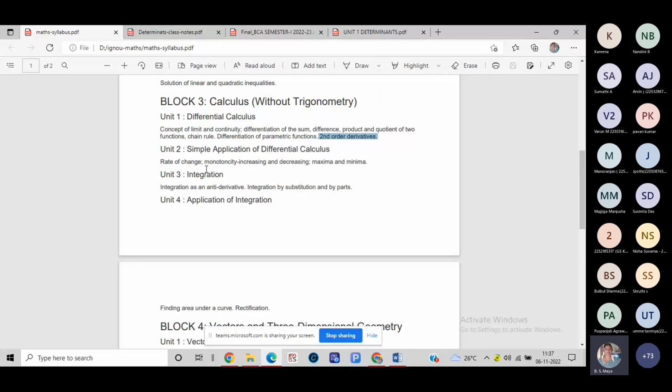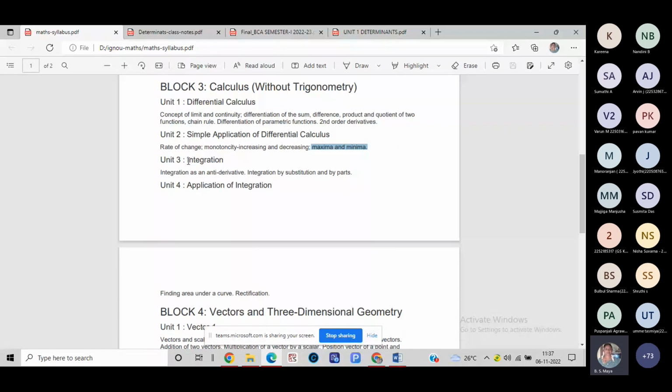Then we go to simple applications of differential calculus. Where can I apply differential calculus? We have three types of problems: finding the rate of change, monotonicity (increasing or decreasing), and finding maxima and minima. The last topic will be a problem of finding the maxima and minima of these equations.